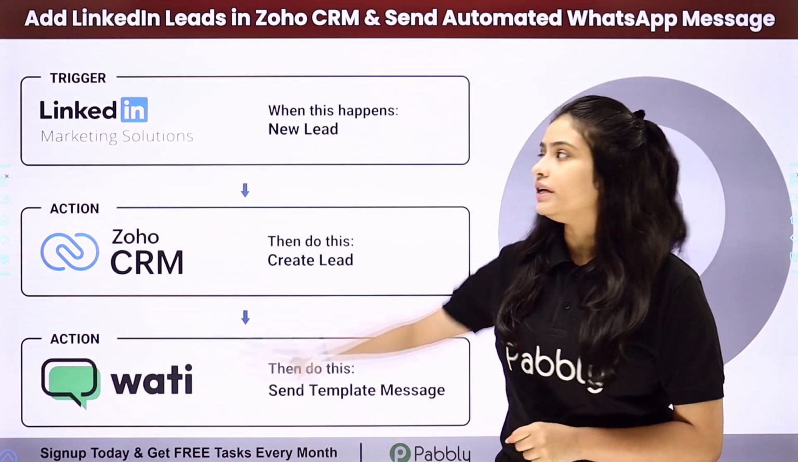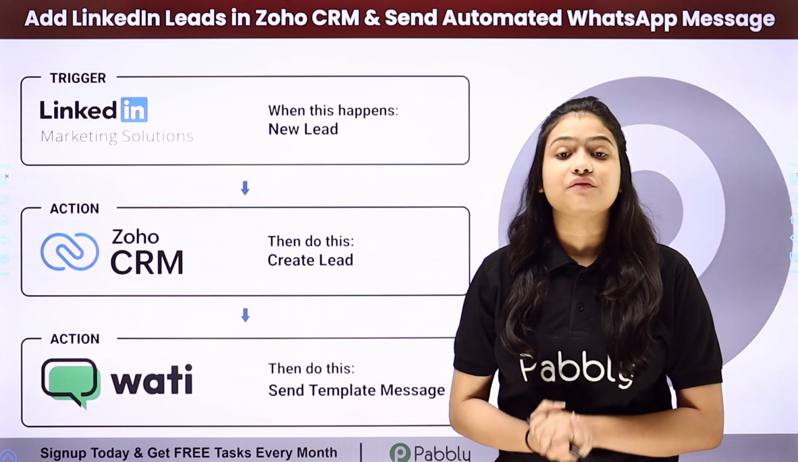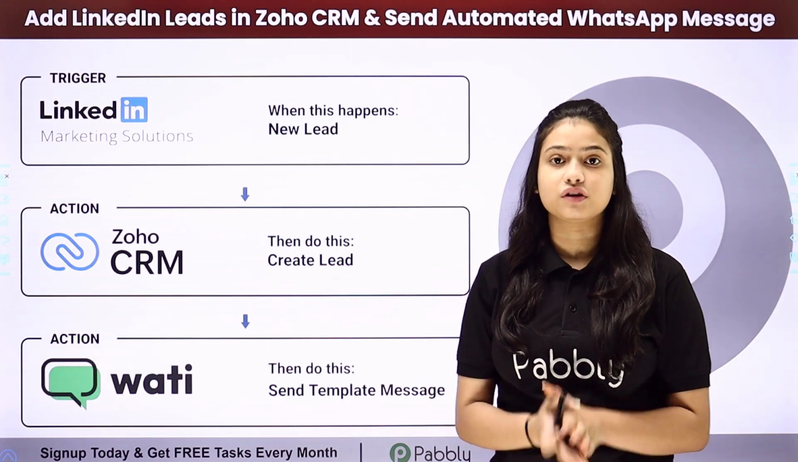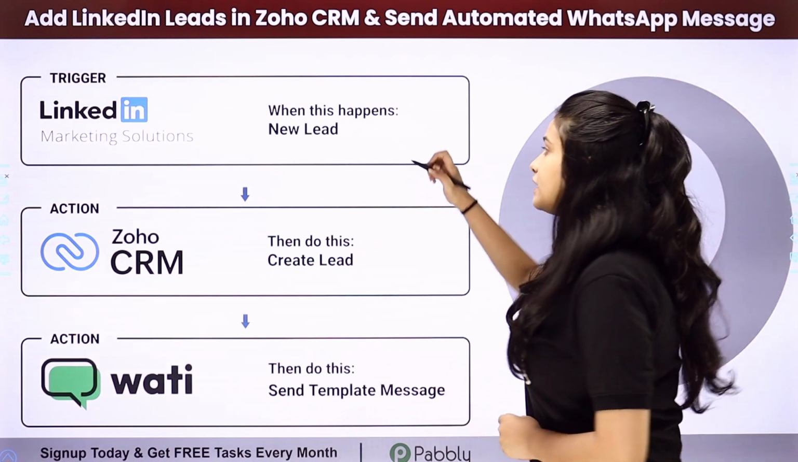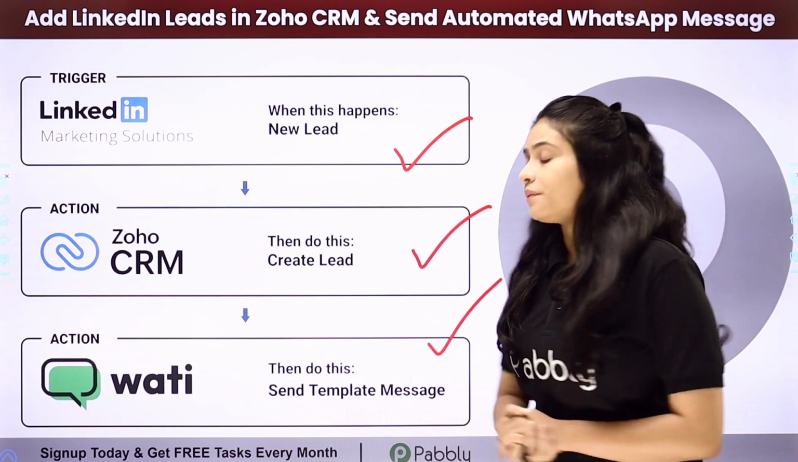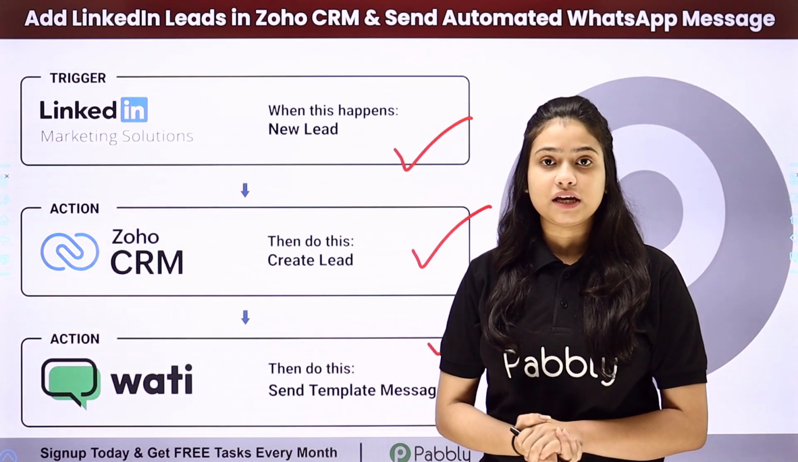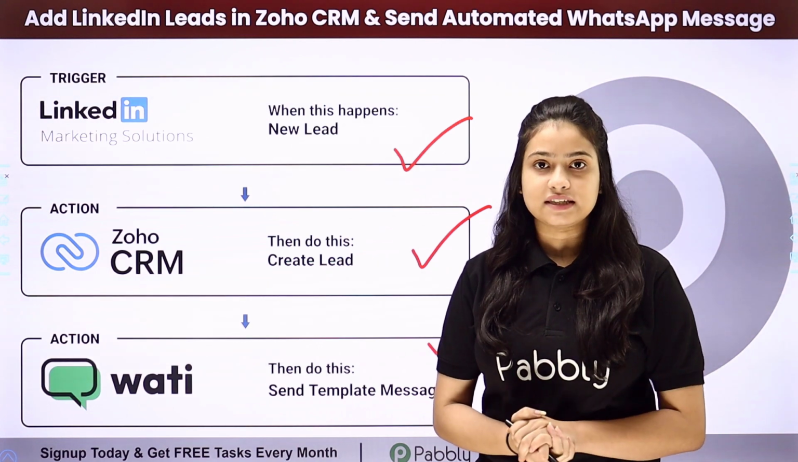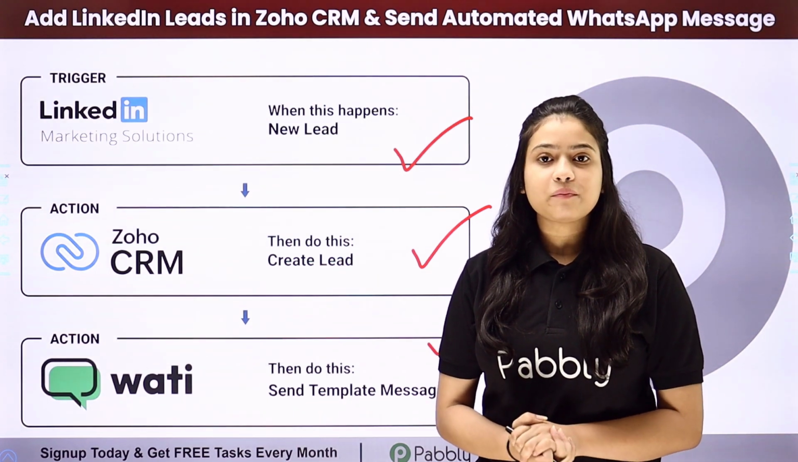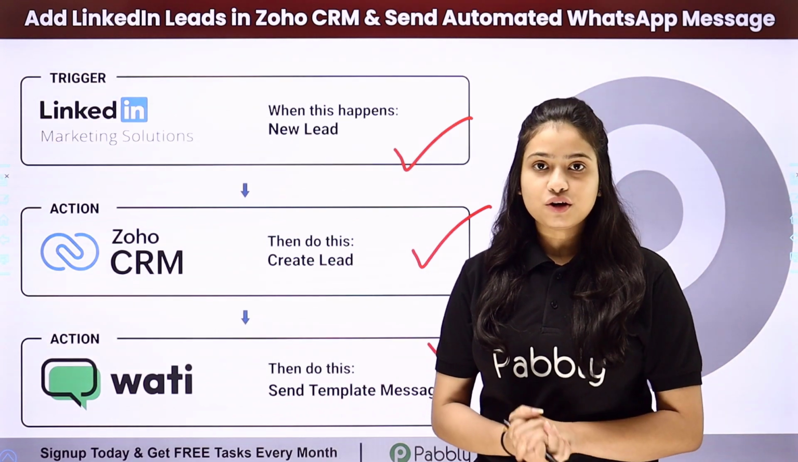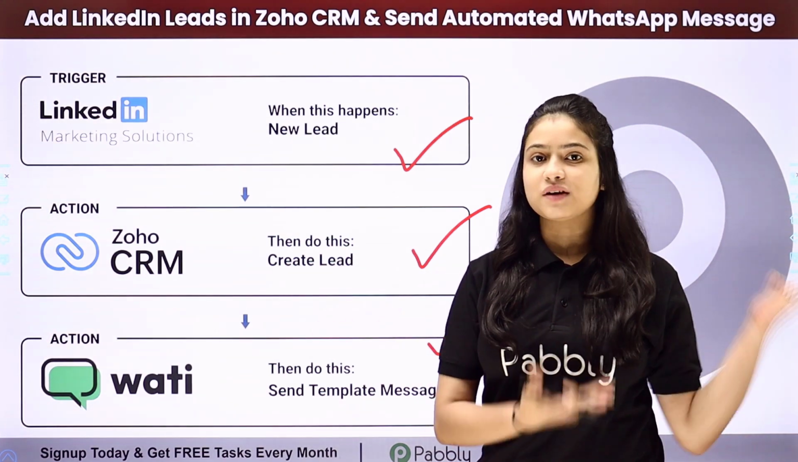For that we will have to integrate all these applications, and for that I am going to use Pabbly Connect, which is an amazing automation and integration software. Now what we are going to do, we have LinkedIn lead gen form in our trigger, Zoho CRM and Vati in our action. In the place of Vati, you can also take any other application through which you want to send WhatsApp template message such as Interact or AI Sensi. And now we are going to connect all of them by using Pabbly Connect in order to automate this entire process. And to learn this entire automation step by step, let me take you all to my screen.